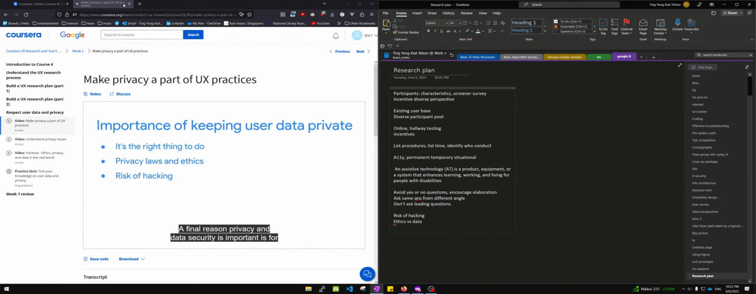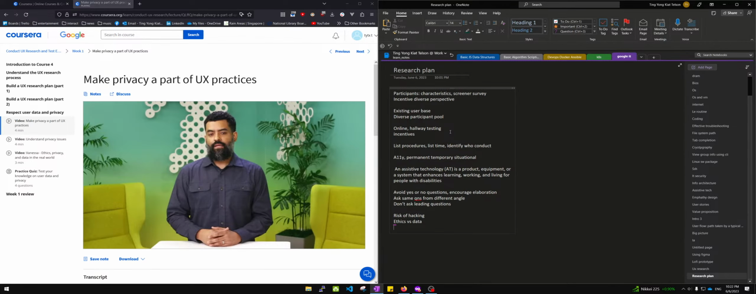A final reason privacy and data security is important is for protecting your company's brand. In other words, this is about ensuring that your users perceive your brand positively based on their experience with you. By emphasizing data protection, you gain their trust. And even though your research participants aren't necessarily customers, their perceptions about you and your company matter.